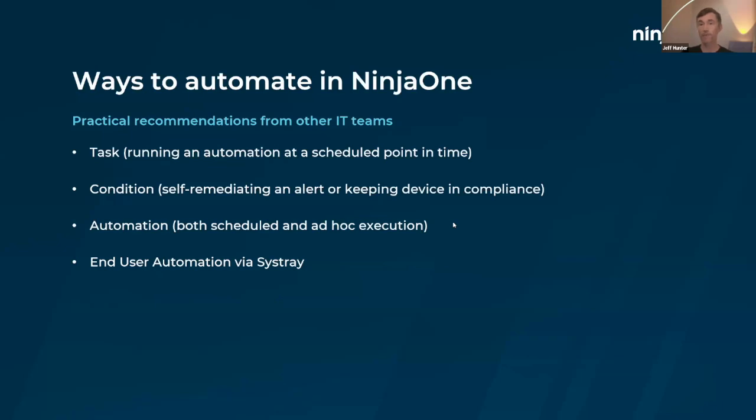Now, there are a variety of ways to automate in NinjaOne. This could be as a task, and I would define a task as running an automation at a scheduled point in time. And so this could be daily, weekly, monthly, running a recurring task that we want to run on our machines at a scheduled point in time.